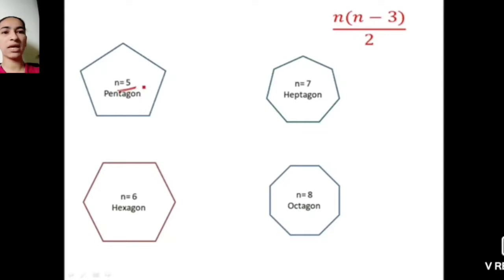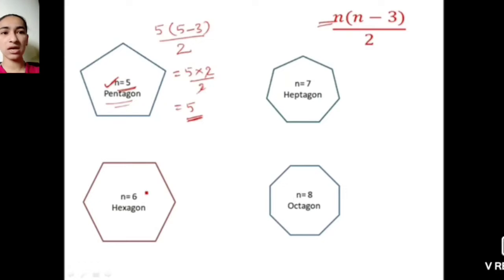Now you can see in a pentagon how many sides are there? 5. You can count that. 1, 2, 3, 4, 5. And in a heptagon 7 are there, in a hexagon 6 are there, and in an octagon 8 are there. Now we are using this formula for finding the diagonals of each one. Okay, now put the value 5. 5(5 minus 3) divided by 2. 5 minus 3 is 2. 5 multiplied by 2 divided by 2. The 2 will get cancelled. So in a pentagon 5 diagonals are there.